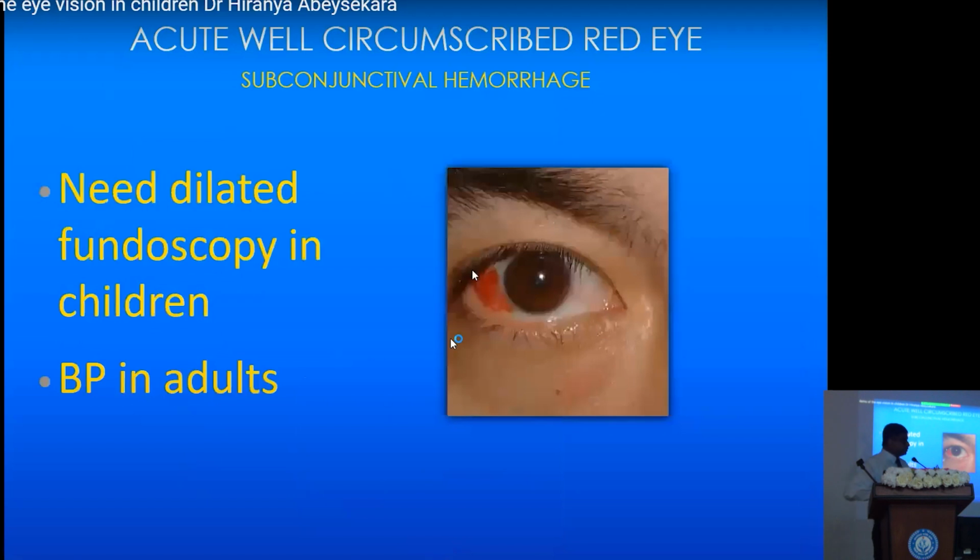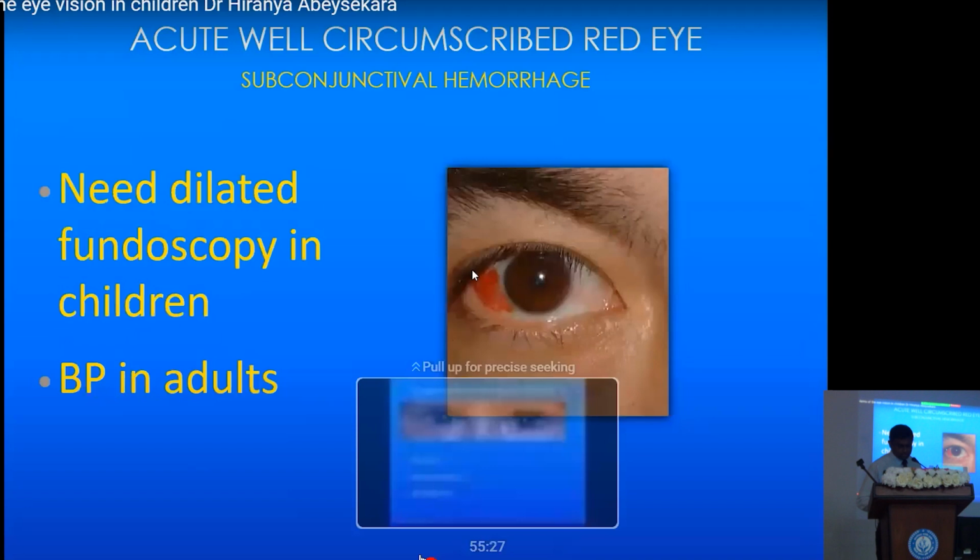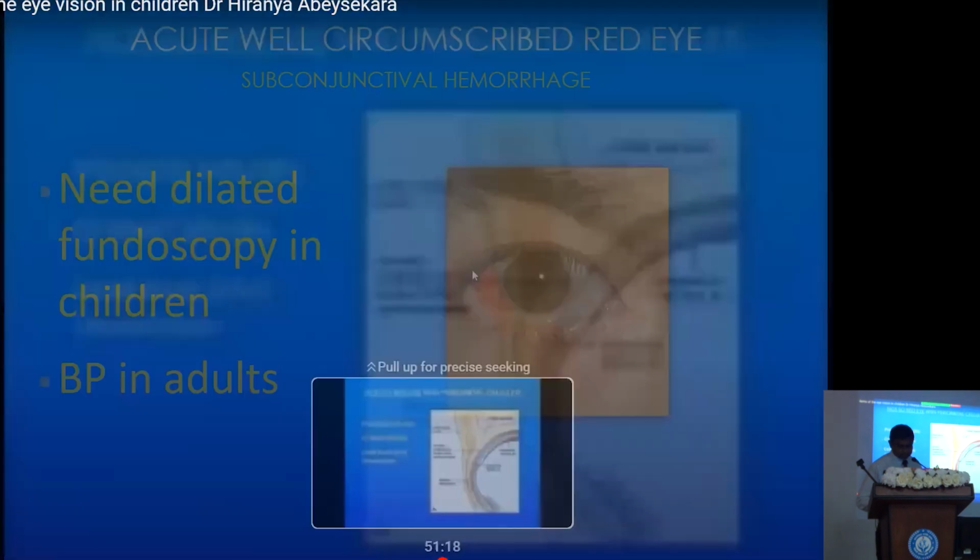So in children, all the children with subconjunctival hemorrhage, we dilate and have a look at the fundus, because the child does not bring out the history. It could be an accidental injury, it could be a non-accidental injury. So just to exclude any possibility of trauma.